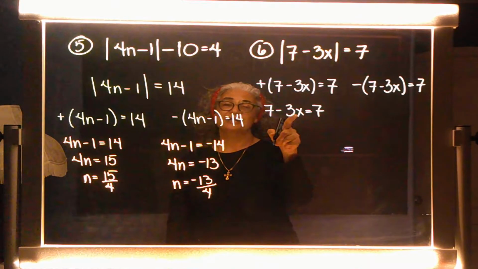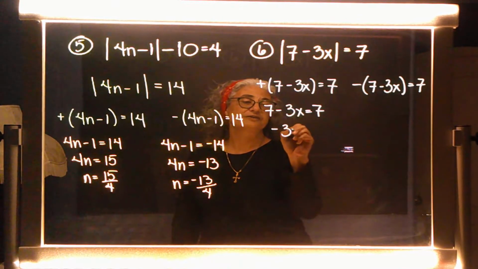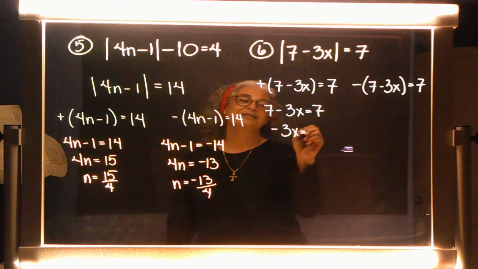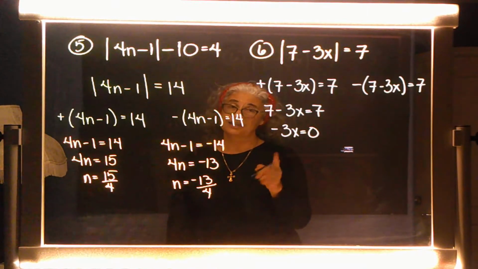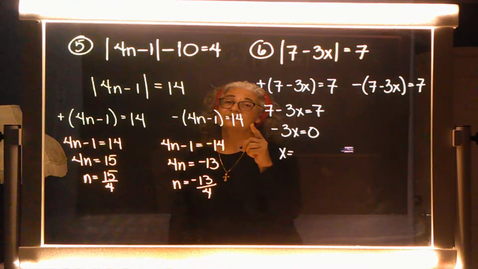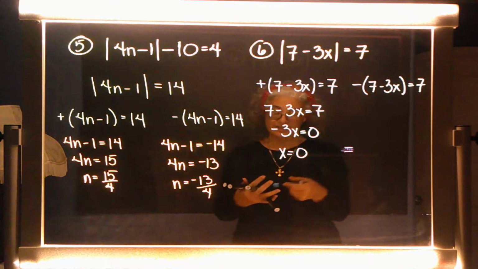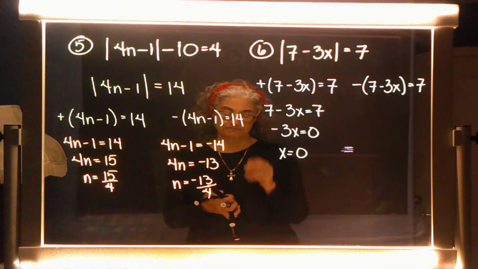What are you going to do to get that x by itself? Good, minus the 7 over, so I have negative 3x equaling what? 0. Yeah, and then divide both sides by -3, which means x equals 0. Good. Let's look at that second equation you set up.